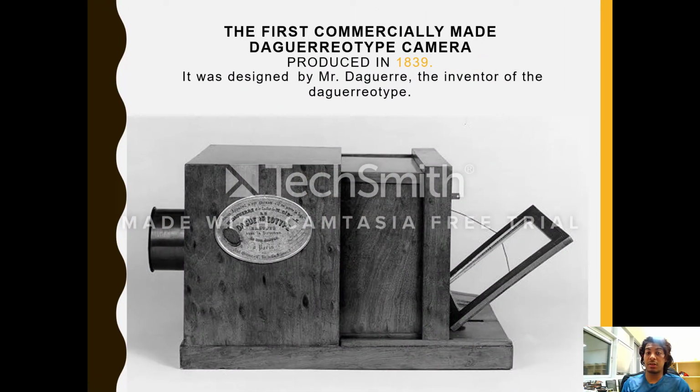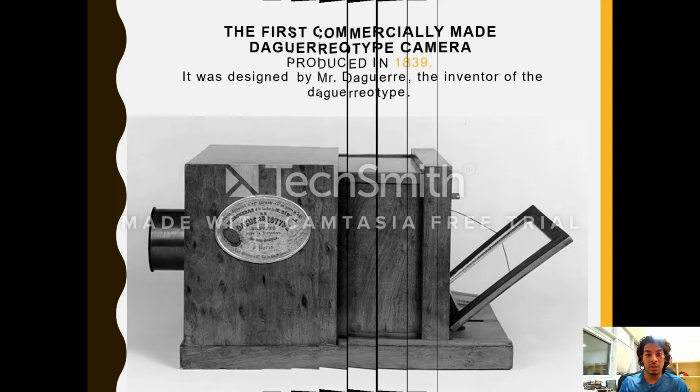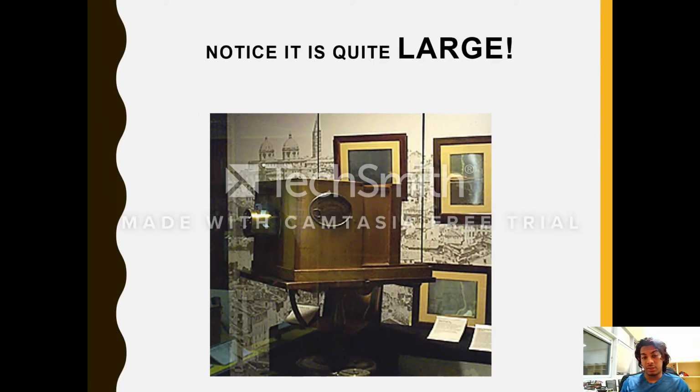So the first daguerreotype camera was designed by, obviously, Mr. Daguerre, the inventor of the daguerreotype, in 1839. You see, that year is when the first camera was designed and commercialized, and it was quite large.